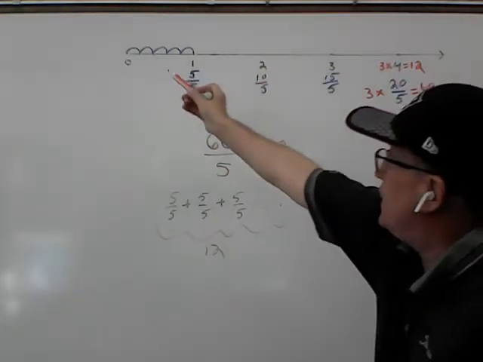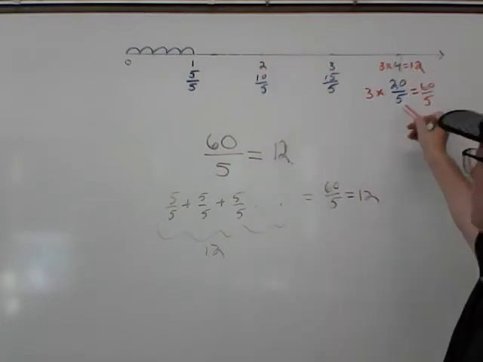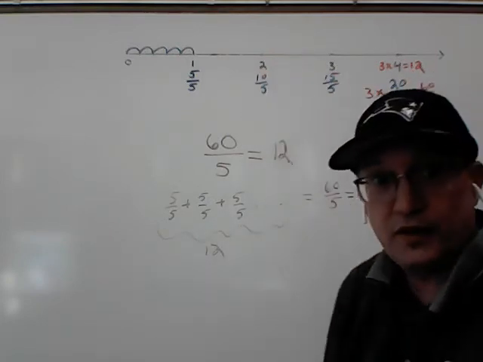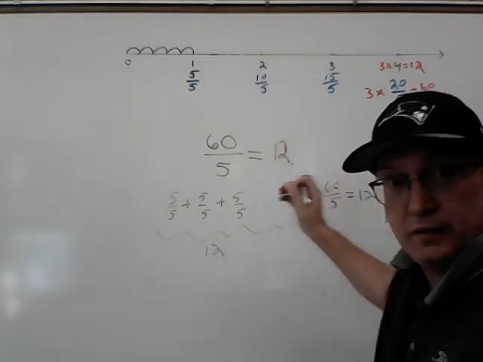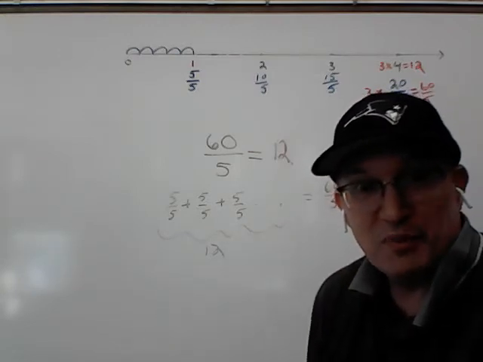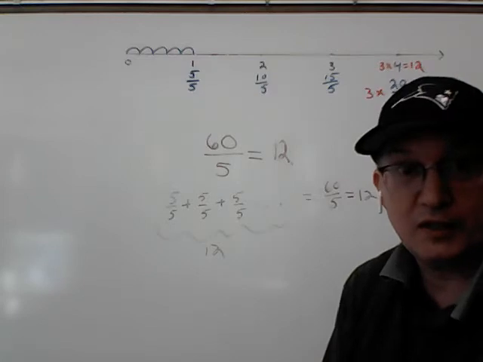So it's just like taking what we see on the number line now up to 4, which is 20 fifths, and then tripling it down further on the number line until we get to the whole number 12, which is 60 fifths.